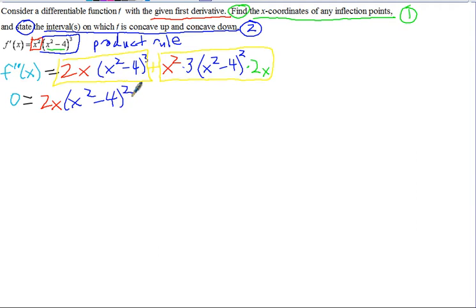Now let's see what we have left of each term. For the first term, it was (x squared minus 4) cubed. Factoring out 2 of them, now just one of them is left, x squared minus 4. Could say to the first power, but that's really not necessary. Plus what's left of the second term. We factor out (x squared minus 4) squared and 2x, so all that's left is the 3 times x squared, 3x squared.